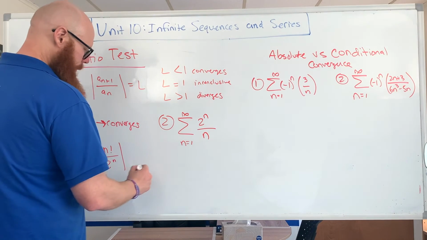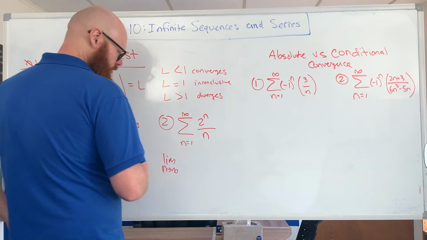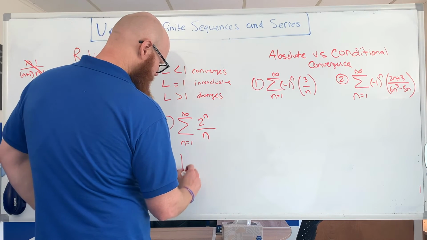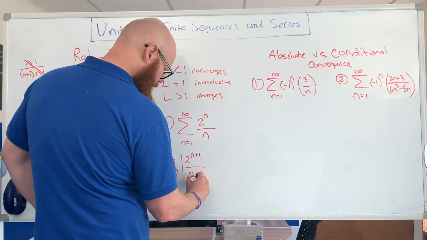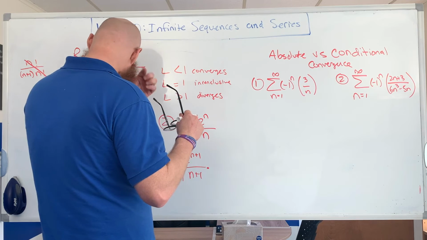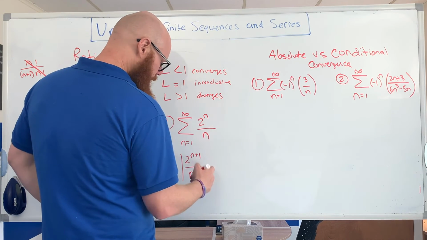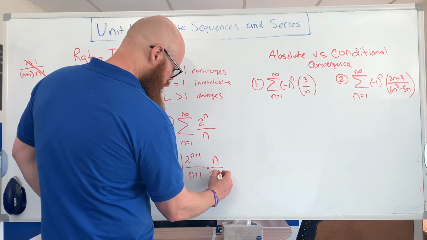And one more example. So we do the limit as n goes to infinity of the absolute value of 2 to the n plus 1 over n plus 1, then times the reciprocal of this. That's dividing by this, which is multiplying by the reciprocal. So n over 2 to the n.